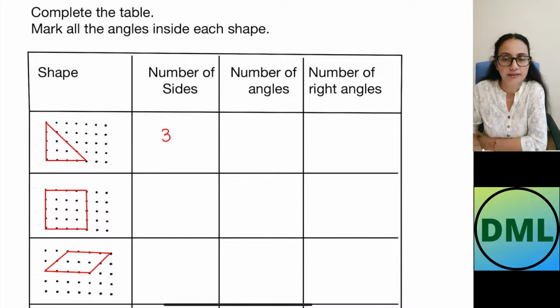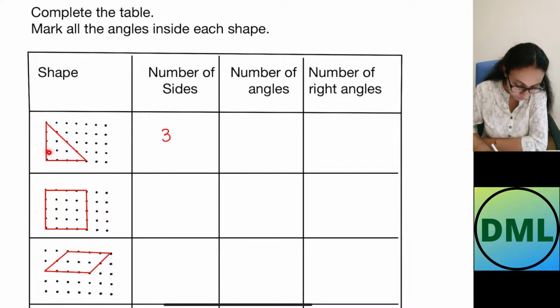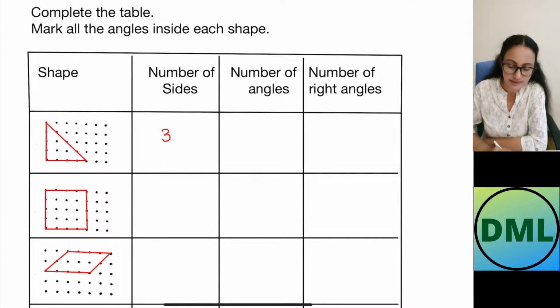I need to calculate the number of angles. Can we calculate the angles? How many angles are there? 3, right? 1, 2 and 3 angles inside it. Let's write down the value here.